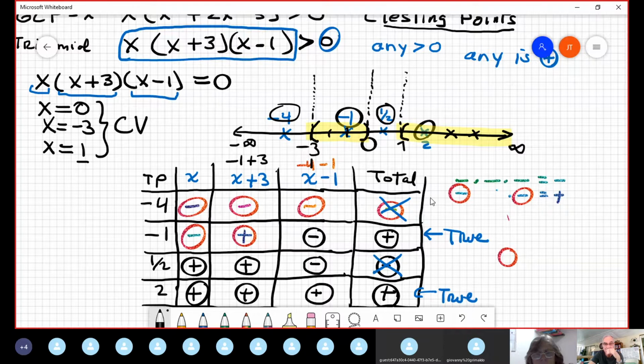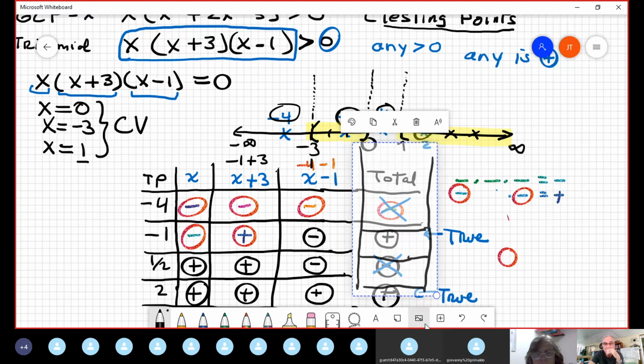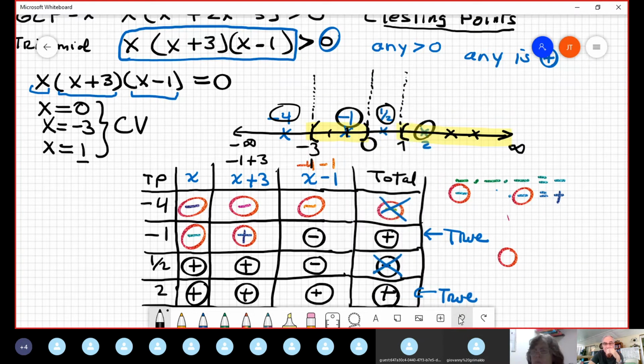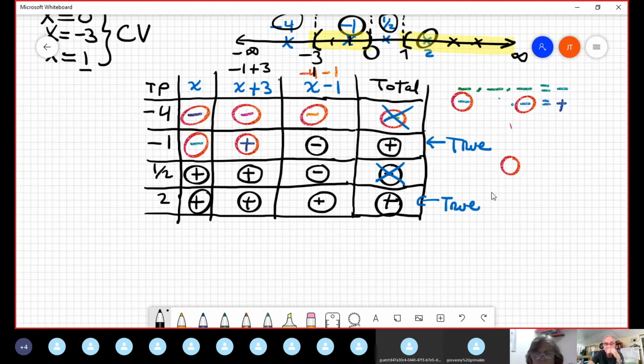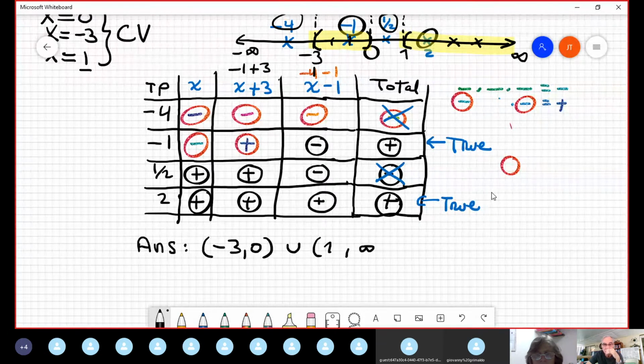Entonces, my final answer is then. Final answer is parenthesis, -3, 0, union, because we have 2 pieces. You connect them by union, 1, infinity. This is the final answer.